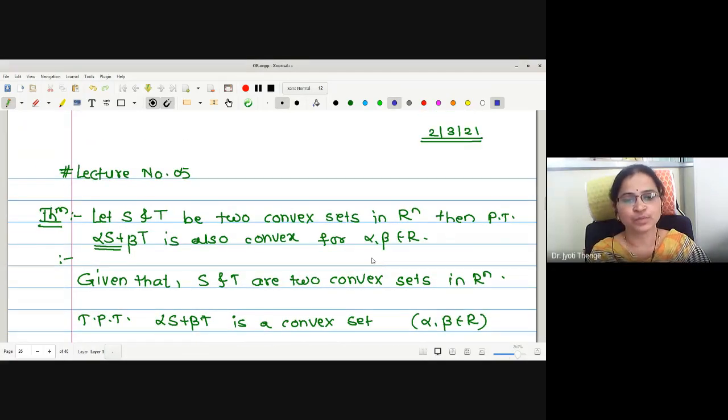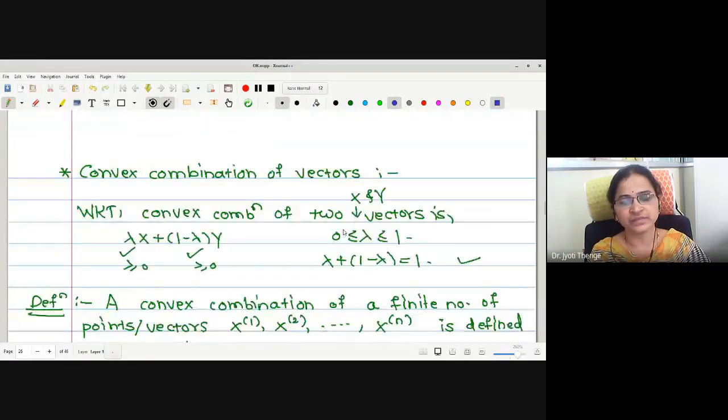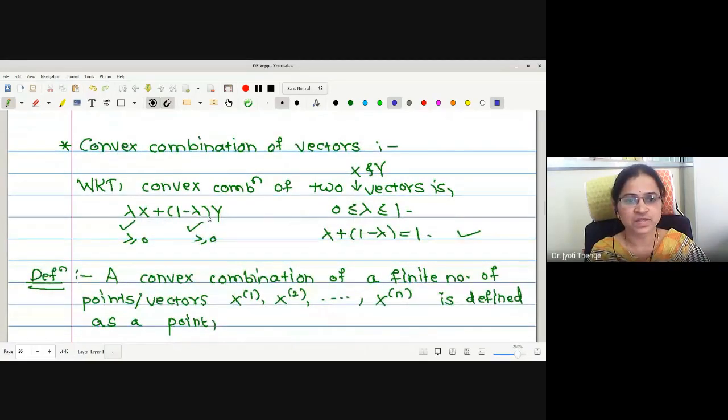In the last lecture, we have proved an important theorem saying if any two convex sets are there in Rn, then the linear combination is also a convex set. Later, we have studied the definition of convex combinations of vectors. Convex combination of two vectors was known to us as of the type lambda x plus 1 minus lambda y. This convex combination is actually a linear combination possessing two properties. Which are the two properties? The scalars used as the coefficients are non-negative and the sum of scalars is equal to 1.